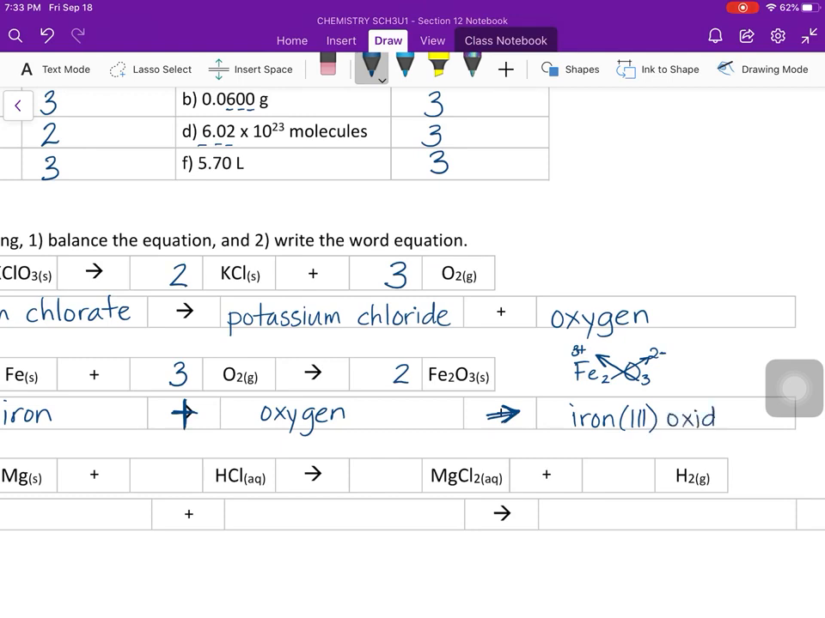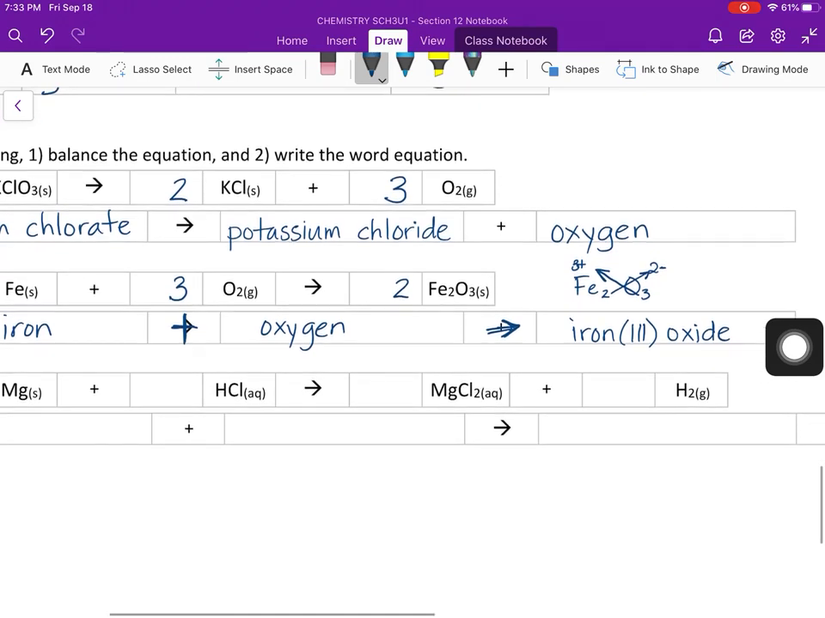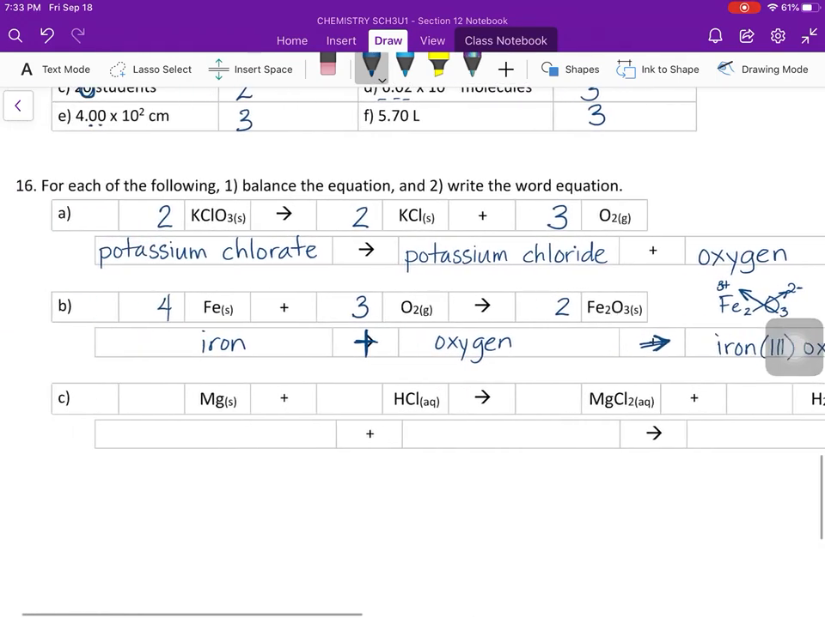So hopefully this is coming back from grade 10, that when something is multivalent, we are going to identify which valence it is with Roman numerals. So this one is iron 3 oxide. We are going to go over this naming as well as part of Unit 1. So if it's not fully coming back, don't worry about that.